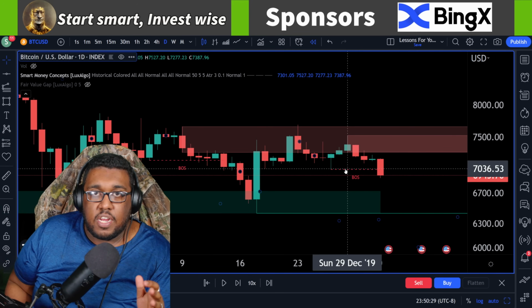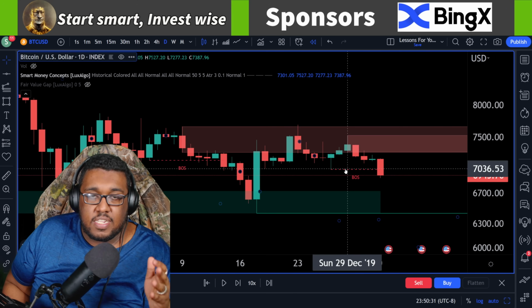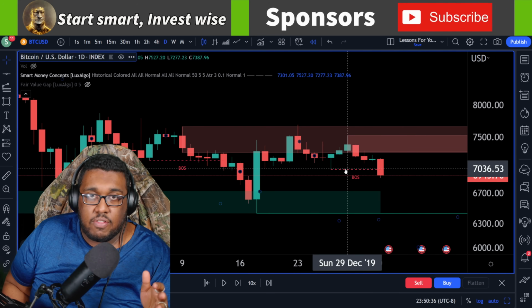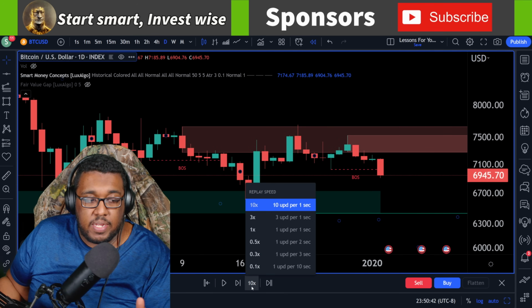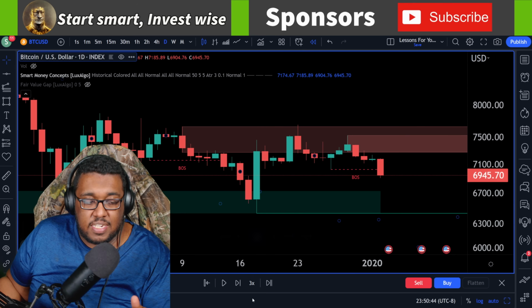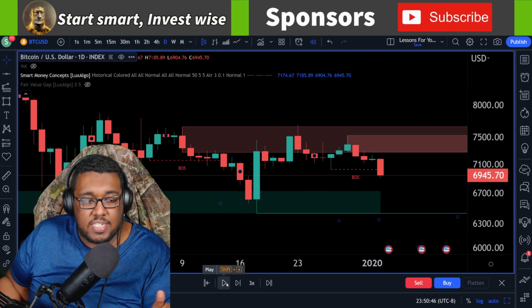That's not the way this indicator works. Lux Algo will tell you that. This is not some type of miracle finding the future indicator, but it is an indicator that can help you make some serious money if you guys actually understand how to properly use it, okay? So we're going to be using the 3 times speed and maneuvering to the 10 times speed, probably somewhere in the middle. Let's kind of push play, okay?